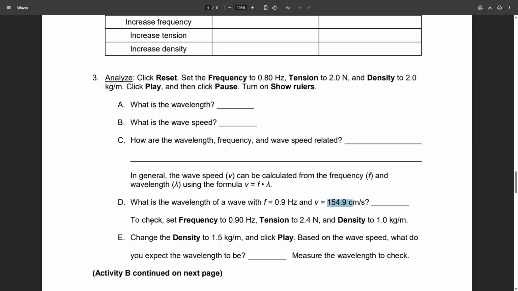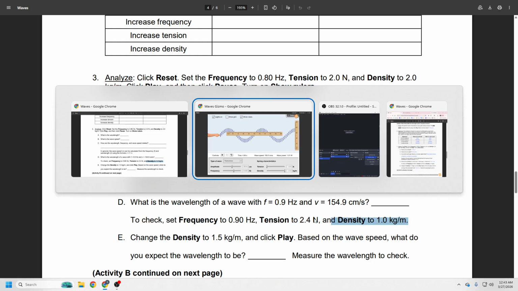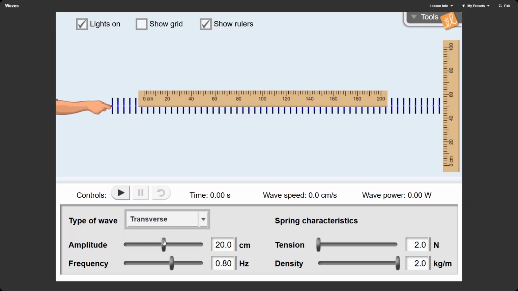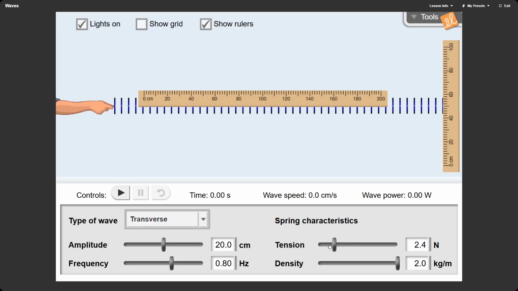154.9. To check, set the frequency to 90 hertz, this number right here, and set the tension to 2.4 newtons and the density to 1. So we'll go ahead and go to ours, hit reset, say amplitude is going to stay the same at 20. Take your tension, and that's 2.4. Your frequency, we increase that to 0.09, and density drops down to 1.